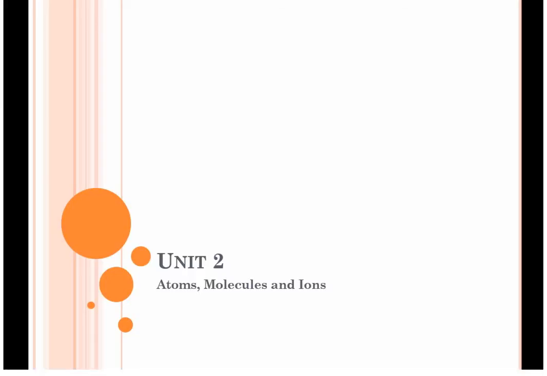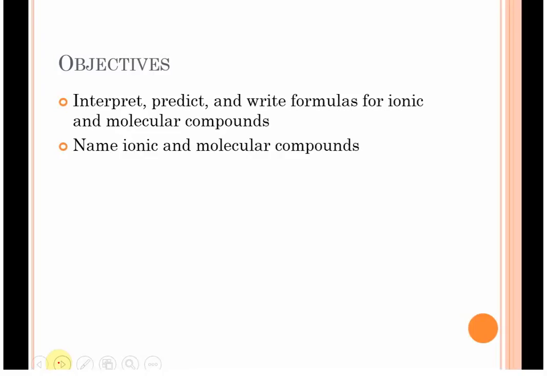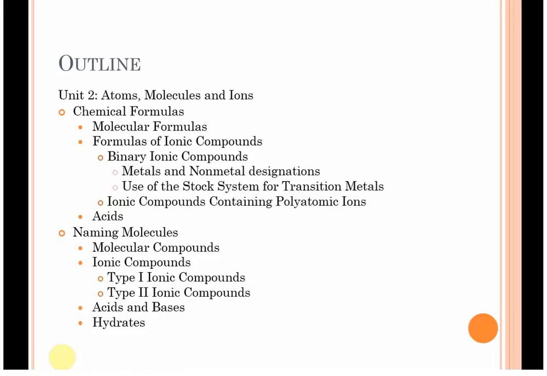Okay, so this is the last part of Unit 2 where we deal with the naming and formula writing for ionic and covalent compounds. You really will have to be able to not only write the formula of both types of compounds, but you're also going to have to name them.